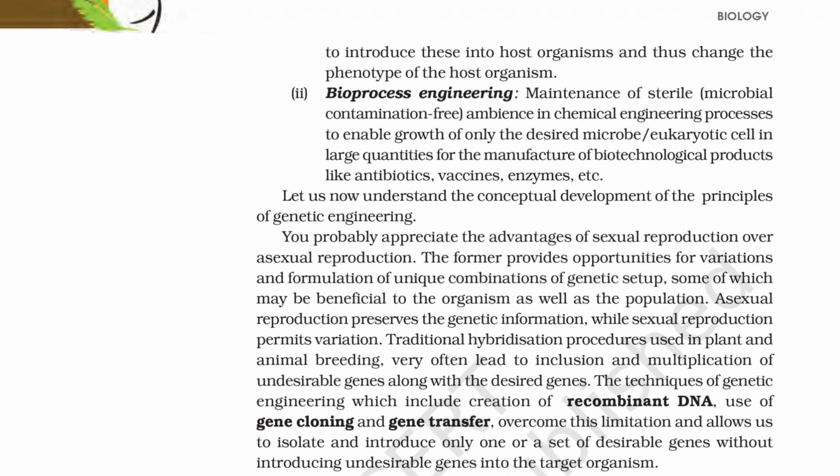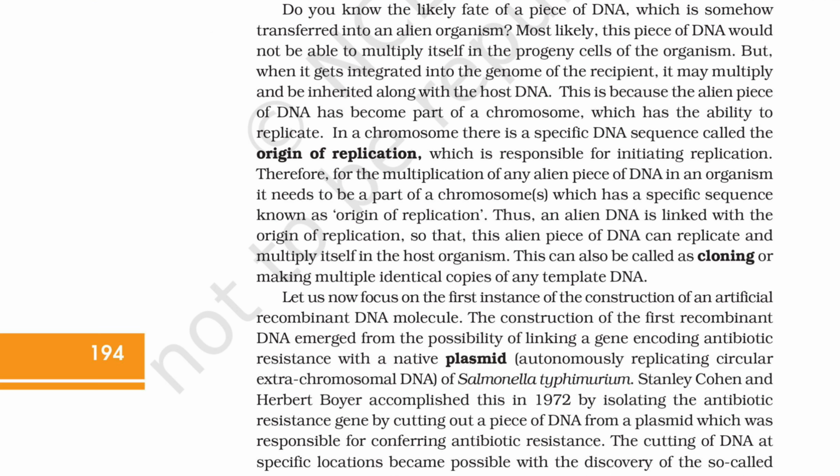Traditional hybridization procedures used in plant and animal breeding very often lead to inclusion and multiplication of undesirable genes along with the desired genes. The techniques of genetic engineering, which include creation of recombinant DNA, use of gene cloning and gene transfer, overcome this limitation and allow us to isolate and introduce only one or a set of desirable genes without introducing undesirable genes into the target organism.